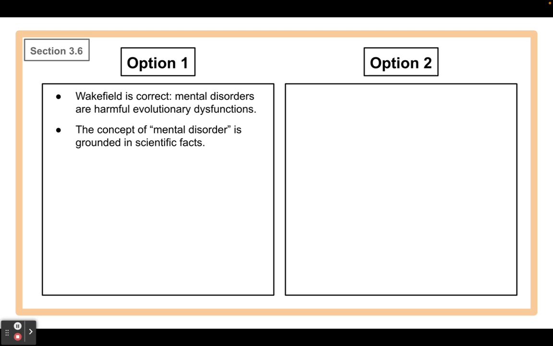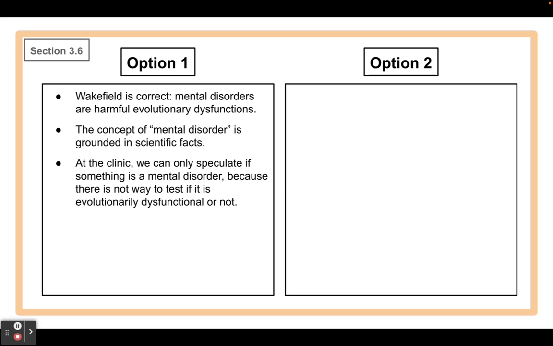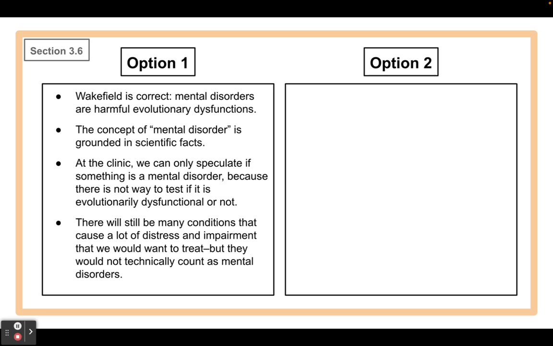So the concept of mental disorder is actually grounded in scientific facts. And at the clinic, we can only speculate if something counts as a mental disorder, because we really can't tell from the clinic whether or not something is evolutionarily dysfunctional or not. And there will be many conditions that cause a lot of distress and impairment that we would want to treat, but they would not technically count as mental disorders if they're not evolutionarily dysfunctional, right? So this is the first option.